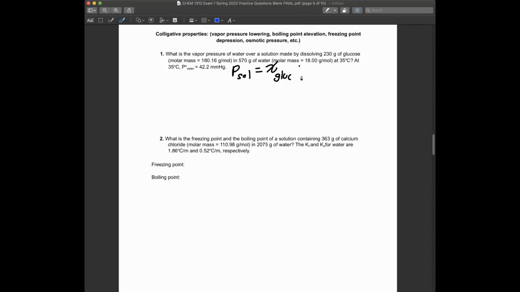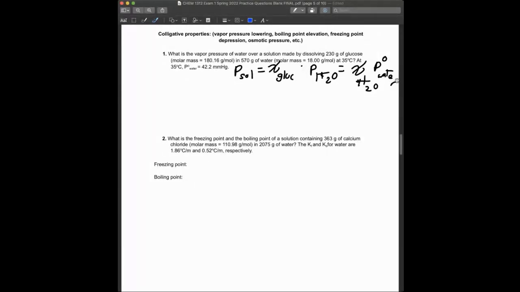Oh, sorry, y'all. My screen was glitchy. Well, that's for the entire solution. But the problem actually asks us to find the vapor pressure of water over the solution. So we can say that P of H2O is going to be equal to the mole fraction of water times the pressure of water. Sorry about that. I'll erase the other part so it doesn't look too confusing.